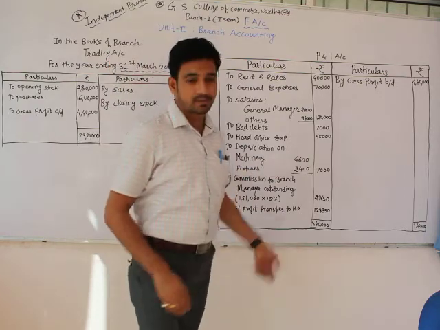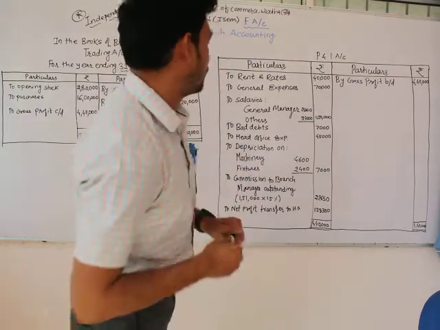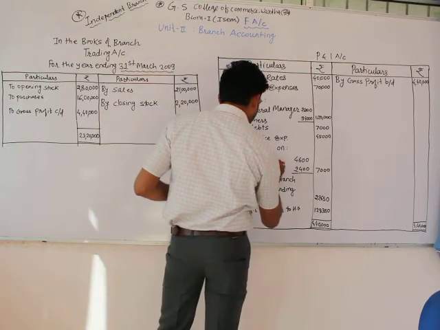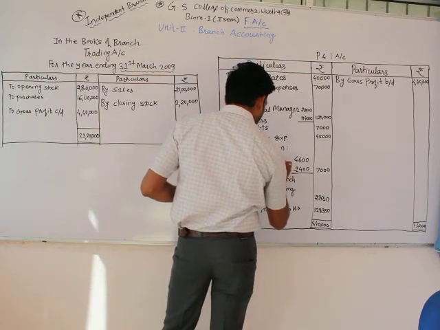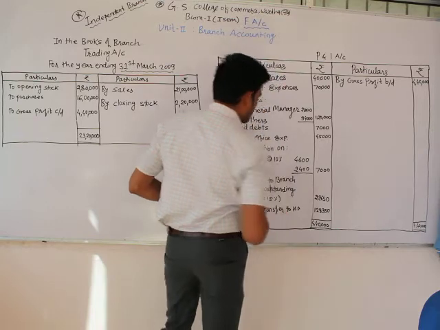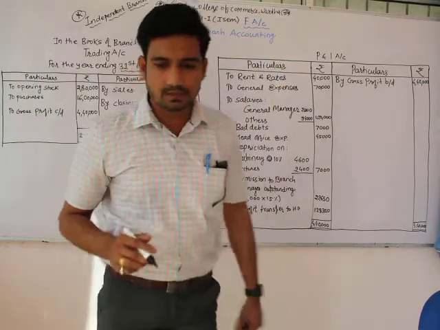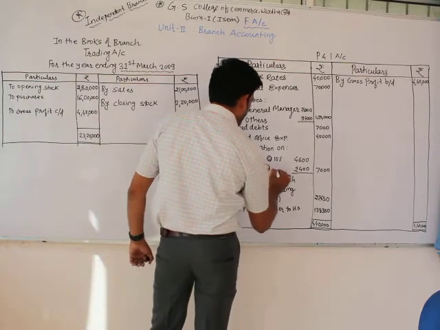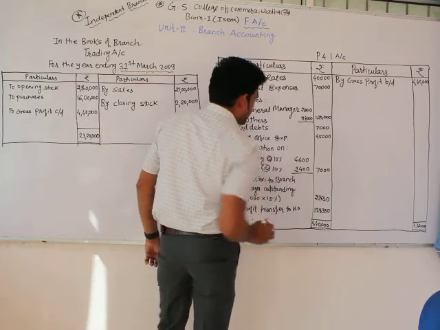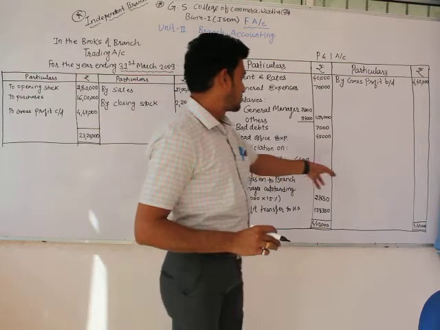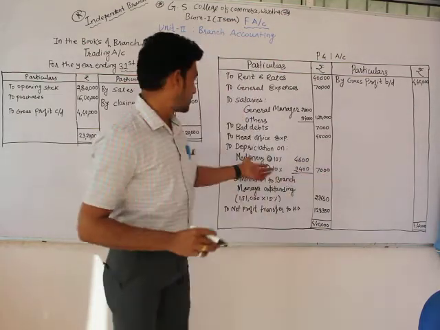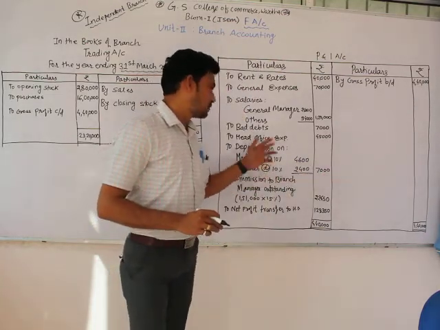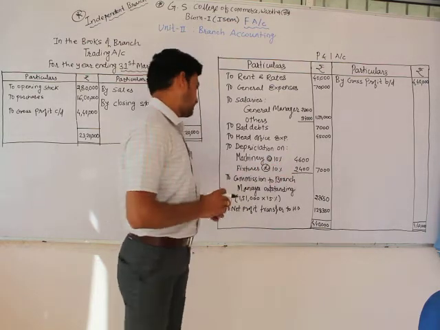So at the rate of 10%, it will be 4,600. And fixtures, it is being given 24,000. So at the rate of 10%, it will be 2,400. Adding those things, it will be 7,000. So this is a depreciation on machinery and fixtures because these are the fixed assets at the rate of 10%.